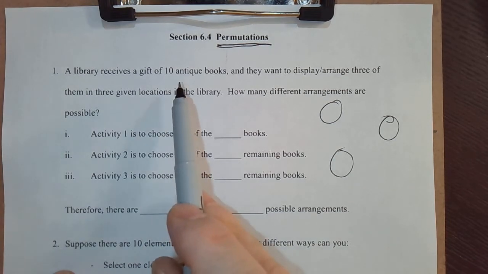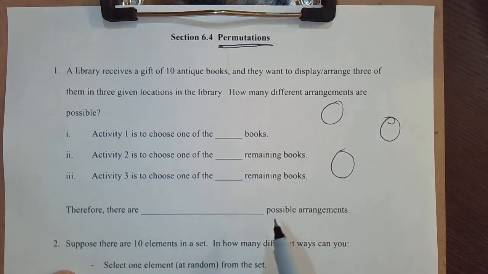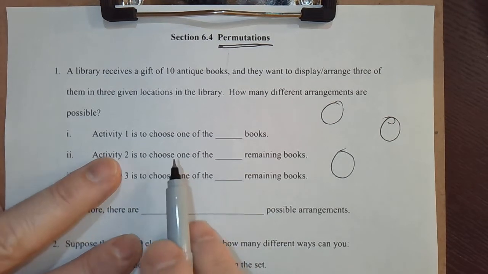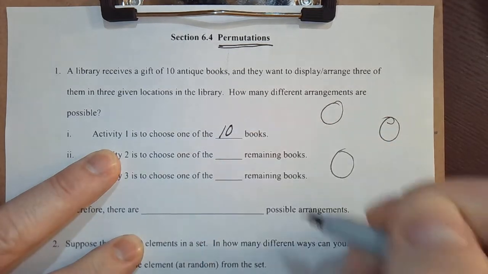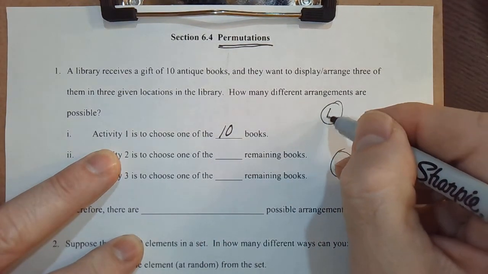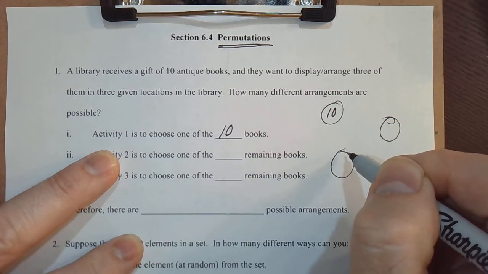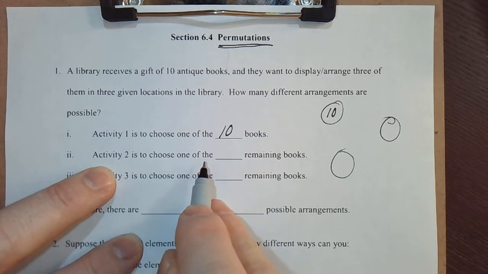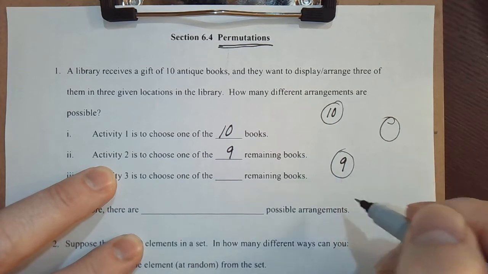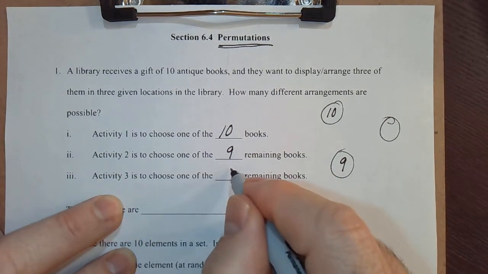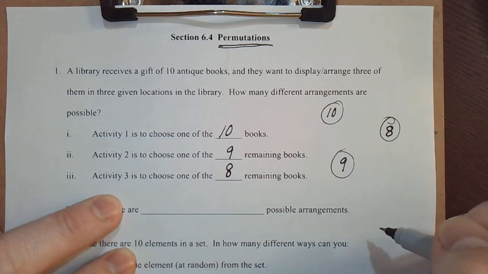So we've got 10 antique books. I'm going to put one here, here, and here. How many different ways could we do that? Well, activity 1 is to choose one of the 10 books. And let's say we put that one here. So we would have 10 different choices for this location right here. Now we'll come down to this location. Activity 2 is to choose one of the 9 remaining books. And maybe we put that one right here. And then activity 3 is to choose one of the 8 remaining books.